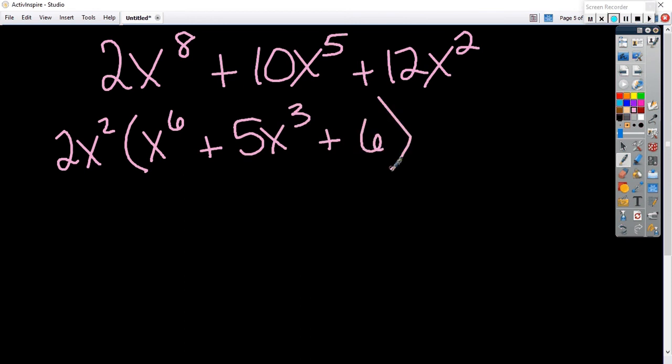Now, so the question becomes, looking at the piece that I have left, can I factor that further? Well, the only way I can factor a trinomial like this is if 1, it's a perfect square trinomial, or 2, I can put it in the box. So could I, it's not a perfect square trinomial because 6 is not a perfect square. Can I put it in the box?